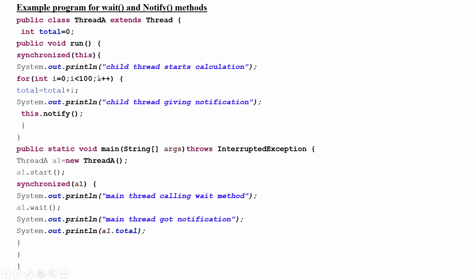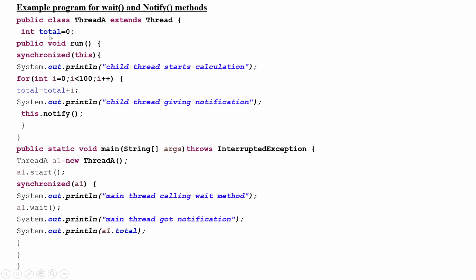I have given one job for the child thread. The job for the child thread is that it should count the sum of first 100 numbers. In order to do that, I have declared one non-static variable, int total = 0. After calculating the sum of first 100 numbers, the sum should be stored in the total variable.